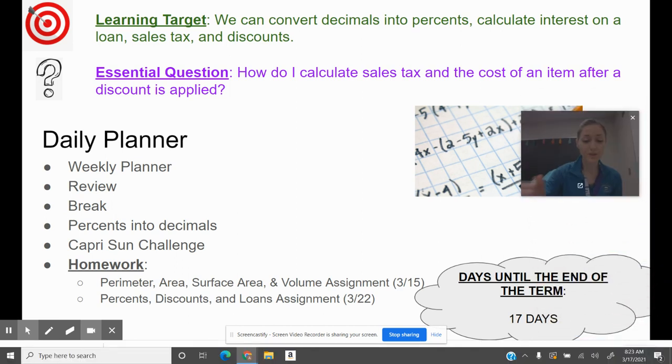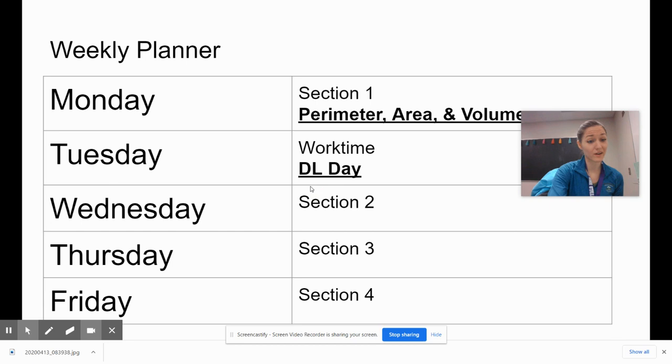So today you'll be able to finish section 2 of that percents, discounts, and loans assignment, which is due Monday the 22nd. And you guys actually have 15 more days left until the end of the term, until you're done with this class, and until spring break. So we are getting down there.